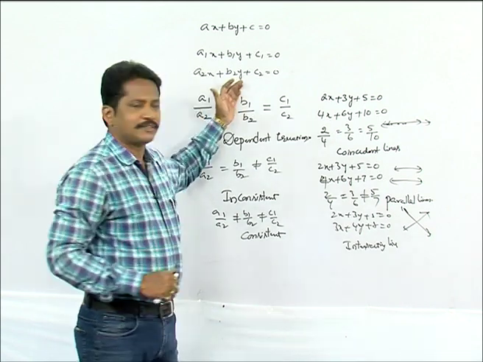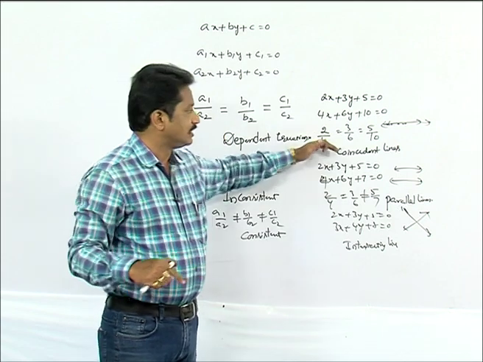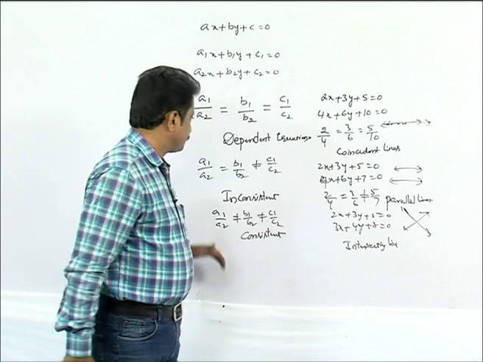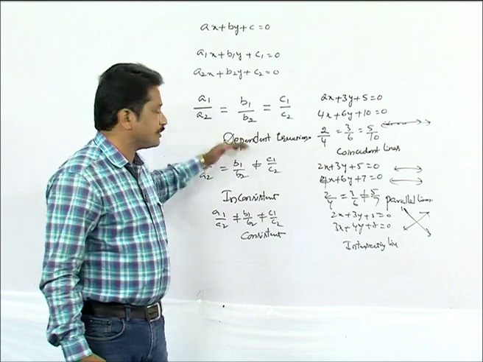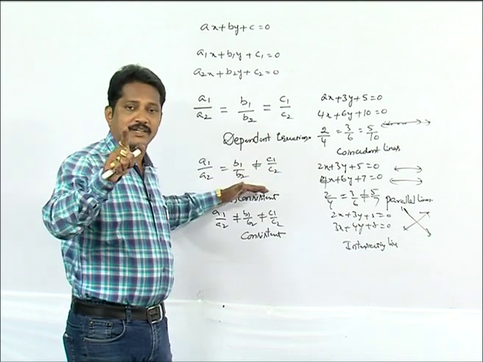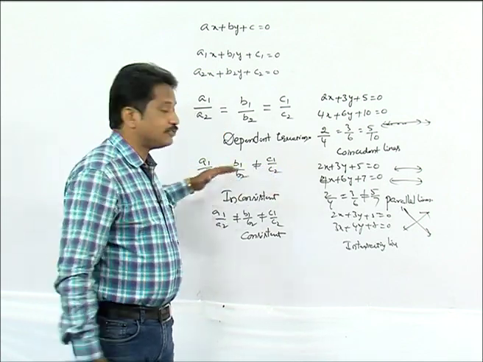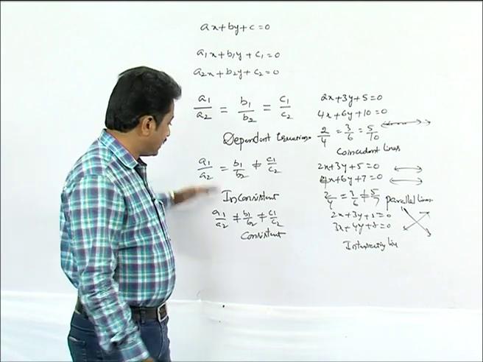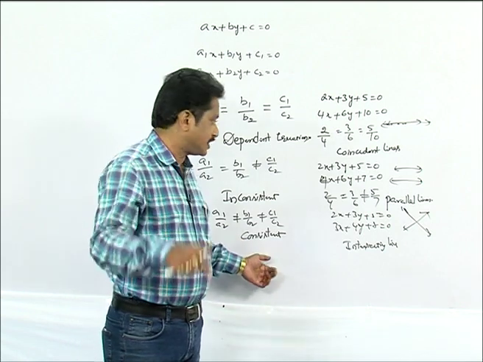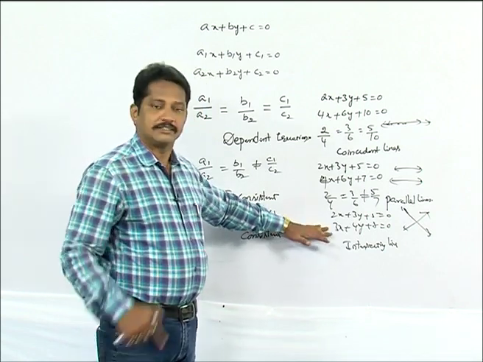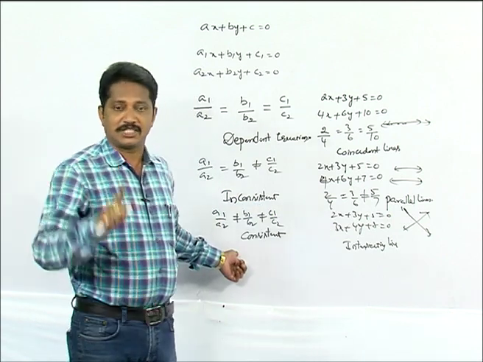When a1 by a2 equal to b1 by b2 equal to c1 by c2, then the equations are said to be dependent equations and the lines are said to be coincident lines, and they have infinite solutions, an infinite number of points of intersection. When a1 by a2 equal to b1 by b2 which is not equal to c1 by c2, then the equations are called inconsistent equations and the lines are said to be parallel lines. They have no solutions, no points of intersection. When a1 by a2 is not equal to b1 by b2, then the equations are said to be consistent equations, and the lines represent intersecting lines, and the number of points of intersection is 1 and the number of solutions is 1, which is unique.